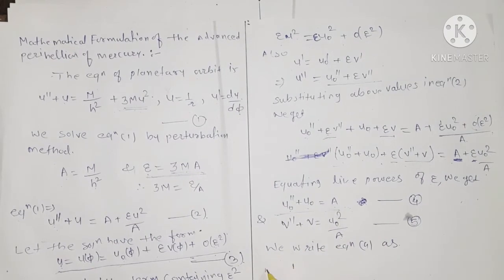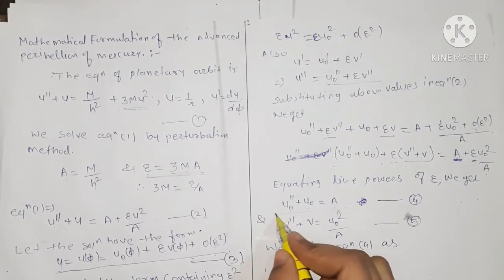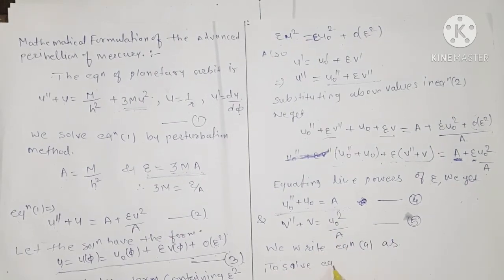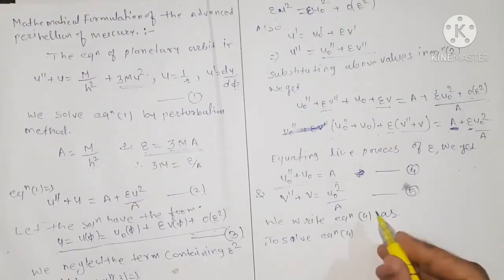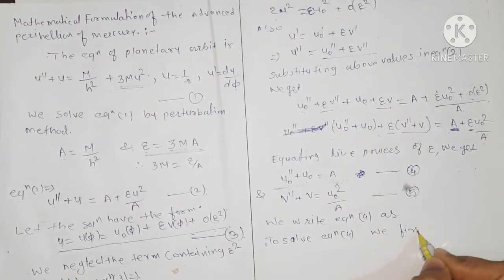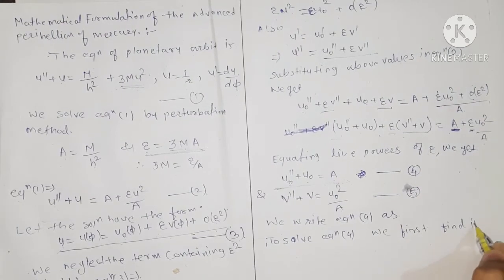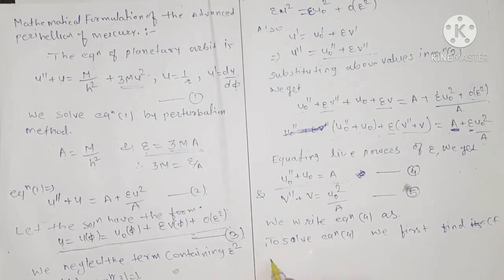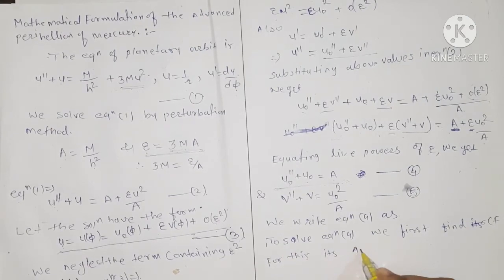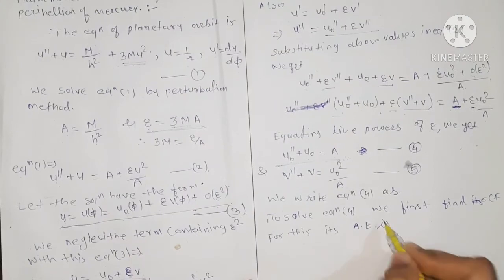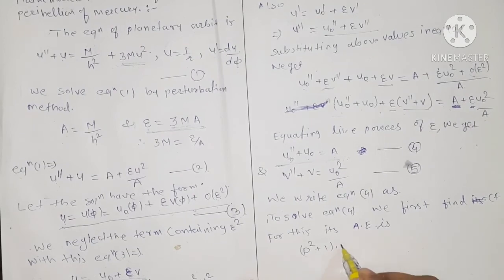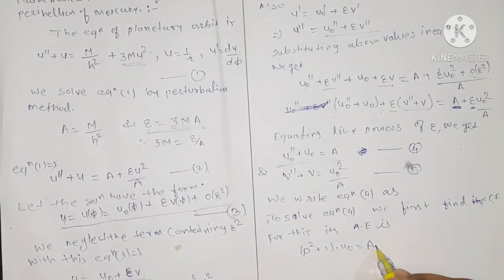Okay, so for the complete solution we have to find its complementary function. For this we have to find its auxiliary equation. So to solve equation 4, we first find its auxiliary equation. We first find its complementary function. So what is the auxiliary equation? It is D square plus 1 into u0 equals capital A.